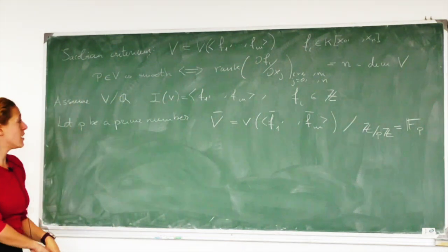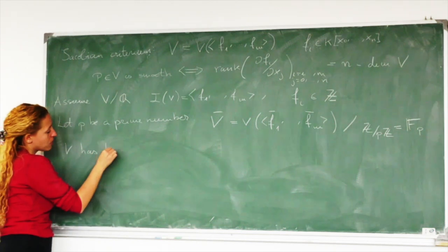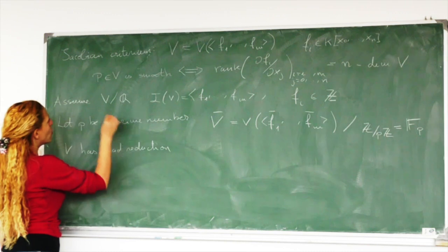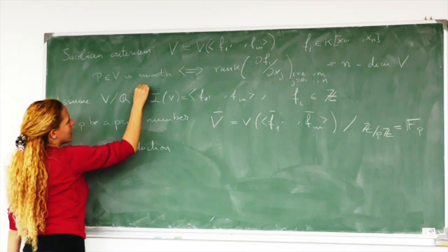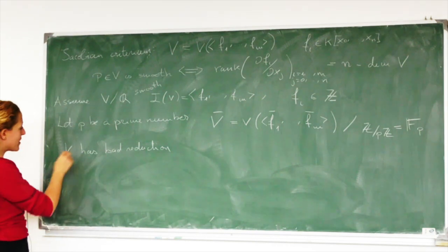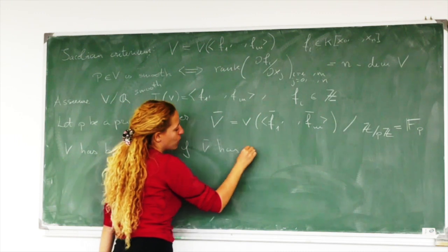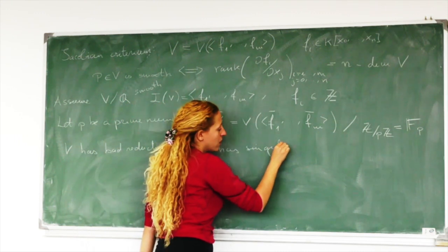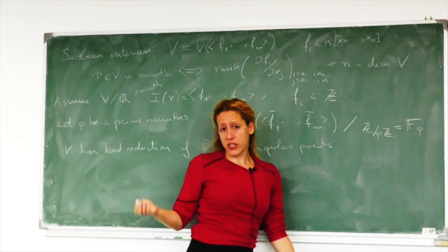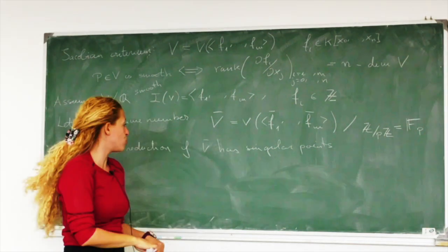So I say that V has bad reduction. Assume that it was smooth when we started over the rationals. We say that V has bad reduction if the reduction has singular points. Otherwise, we say that it has good reduction. So if there is no singular point, it has good reduction.